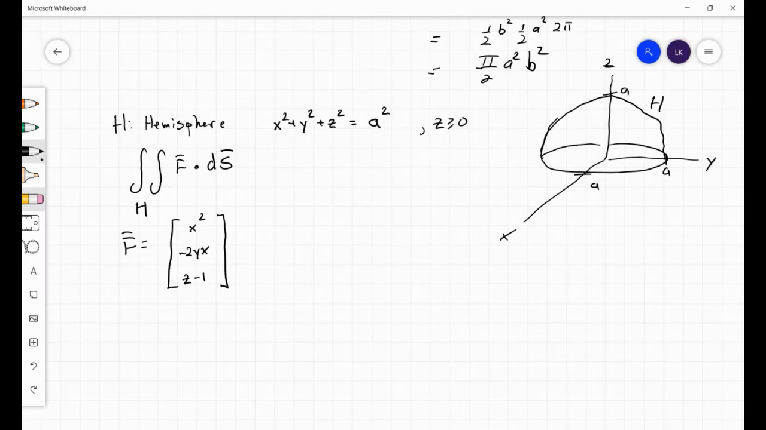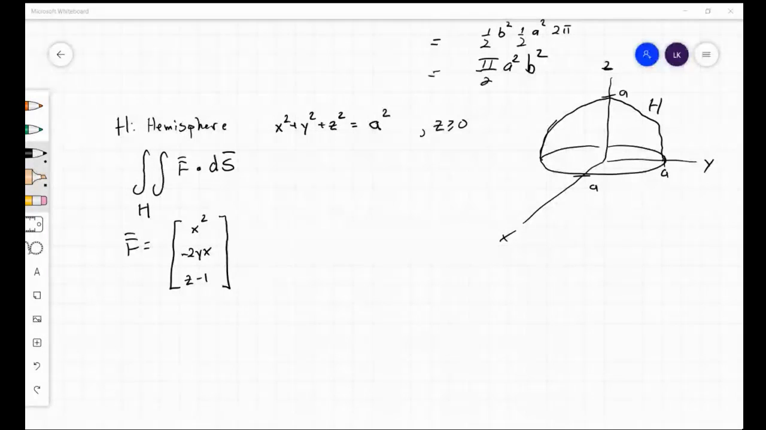So why can't we use divergence theorem as it stands? Why can't we use divergence theorem if we want to find the flux of the vector field through that upper hemisphere? Does anybody know why we can't use divergence theorem as it stands?